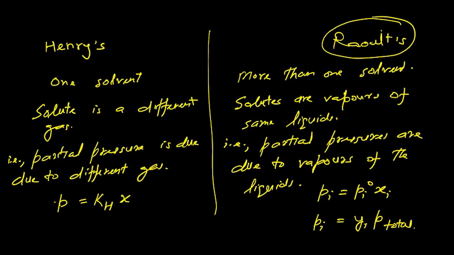That's what we discussed. And this one is component wise. If we consider this, P total will be P1 naught plus P2 naught minus P1 naught X2. So these are the important formulas you need to remember related to Henry's law and Raoult's law.